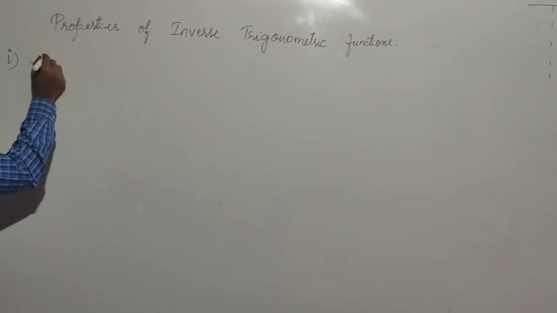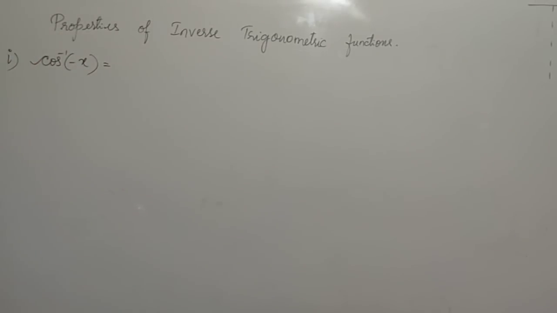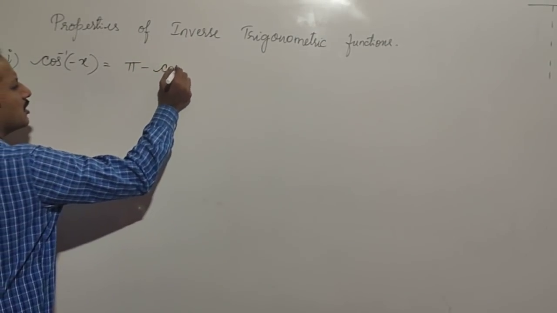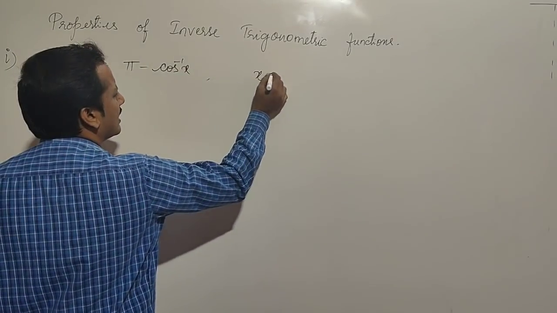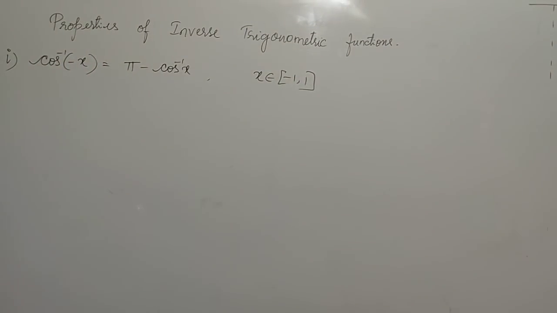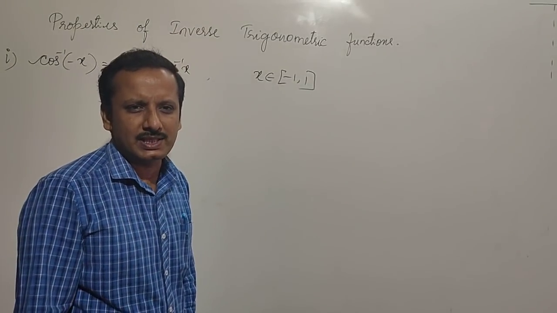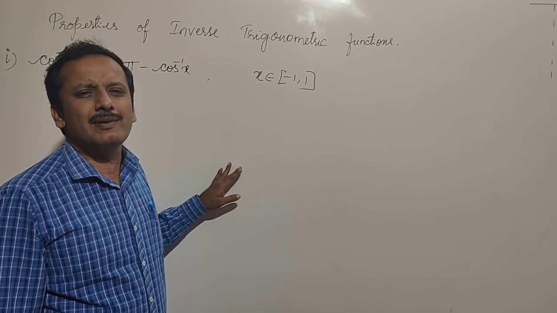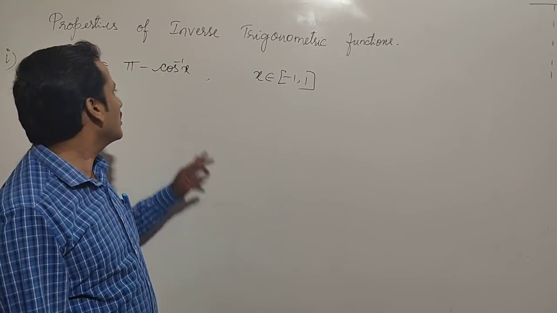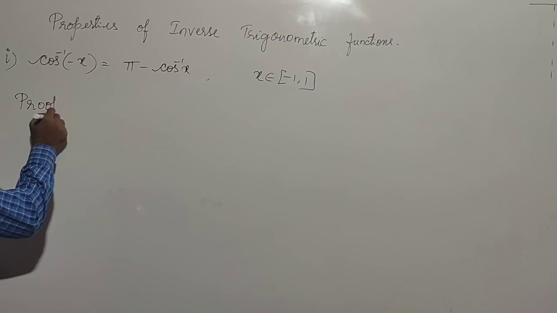In that, first one is cos inverse of minus x. Cos inverse of minus x is equal to pi minus cos inverse x whenever x belongs to closed interval minus 1 to 1. Earlier I wrote sine inverse of minus x is equal to minus sine inverse x, but cos inverse of minus x is not equal to minus cos inverse x. It is pi minus cos inverse x. Why it is so? Let us see now.